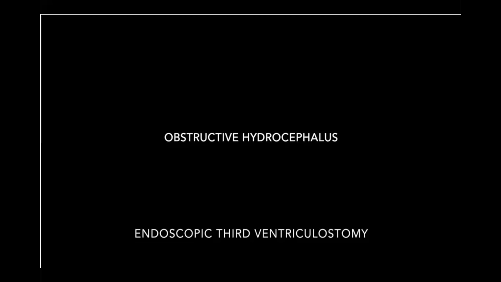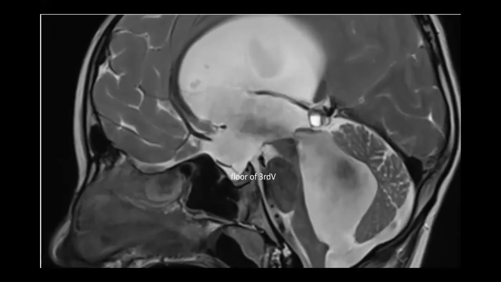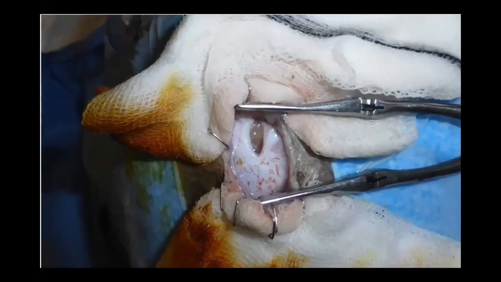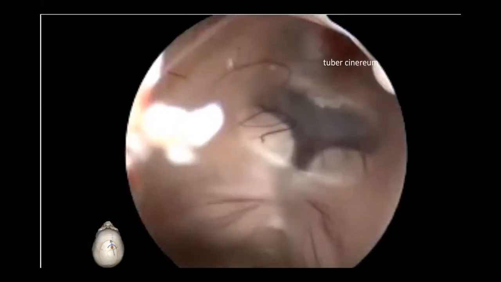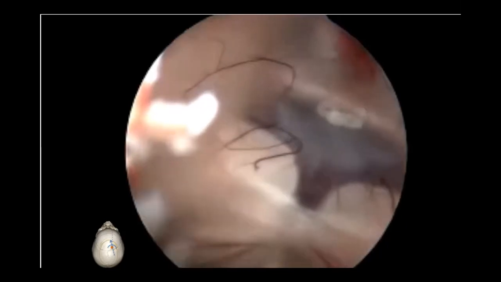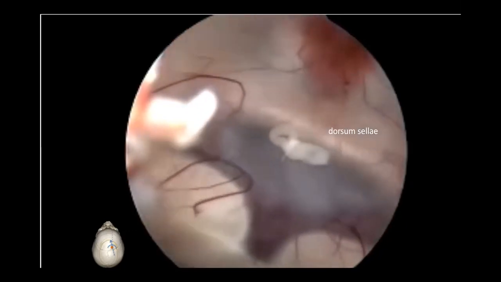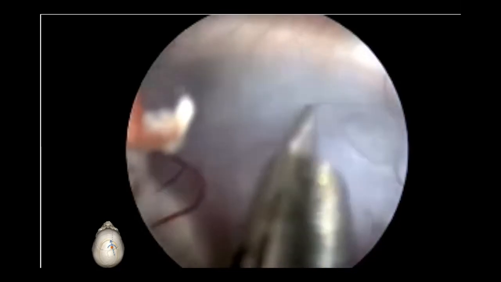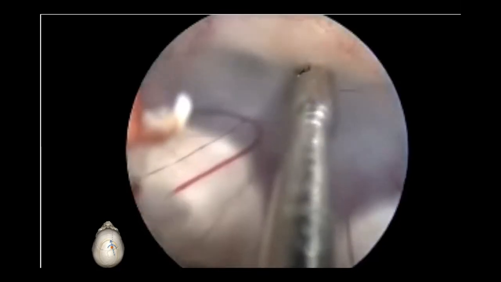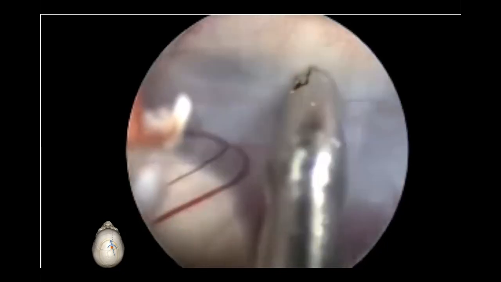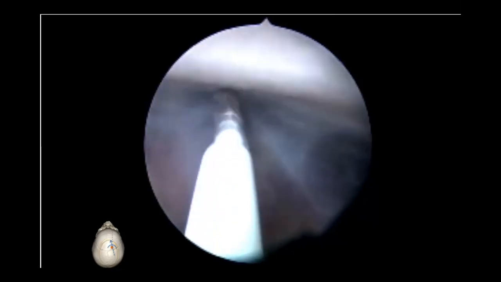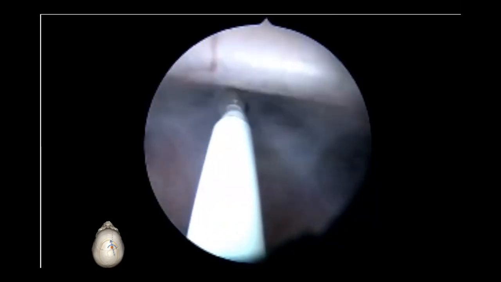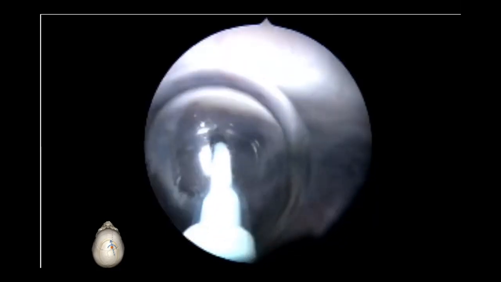So this is a short video on an endoscopy of the third ventricle. You see the floor is low. Here you have the cisterns, you have the dorsum sellae, you have the mammillary body, and you will perforate the floor of the third ventricle with a scissor or whatever you like, and you will widen the hole with the balloon, as seen before.